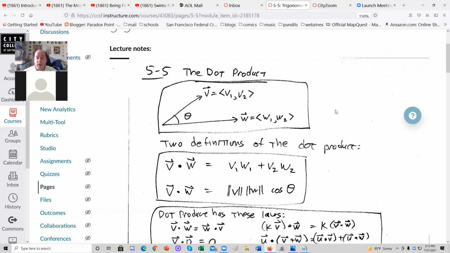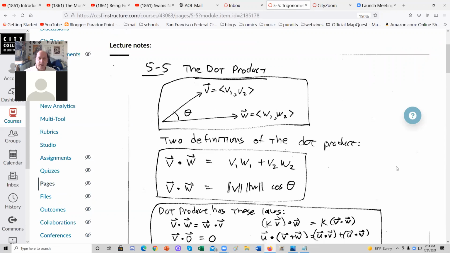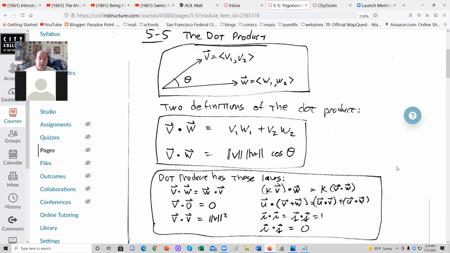It has two definitions, one geometric, one algebraic, given two vectors, v1, v2, and w1, w2, with their given lengths, length of v, length of w, and an angle theta between them. So the two definitions are v dot w is v1 w1 plus v2 w2. You multiply the corresponding components and add the result. The other definition is length of v times length of w times the cosine of the angle between them. You can prove various ways that these define the same thing.